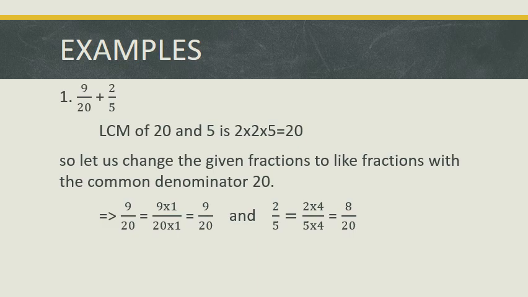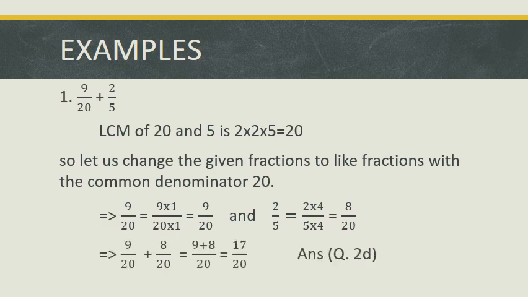Now, the second fraction is 2 by 5. In order to change the denominator 5 of this fraction to 20, what we need to do? We need to multiply 5 by 4 in order to make the denominator 20. And if we are multiplying the denominator by 4, we have to multiply the numerator by 4. So, when we multiply both the numerator as well as denominator by 4, what final fraction do we get? It is 8 by 20. So, now we are having two like fractions, right? 9 by 20 and 8 by 20.